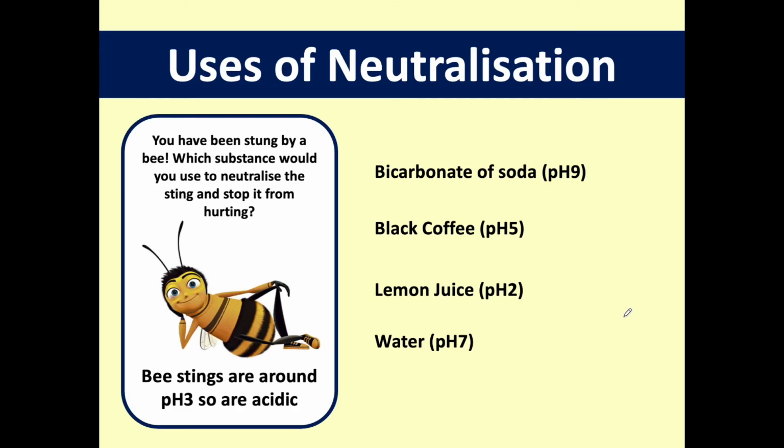So the first thing I'd like you to consider, so if you have been stung by a bee, which substance would you use to neutralise the sting and stop it from hurting? So bee stings being a pH of 3 and therefore acidic. Out of those 4 options, which would you choose? So the answer is bicarbonate of soda because it is an alkali and therefore would neutralise that bee sting.